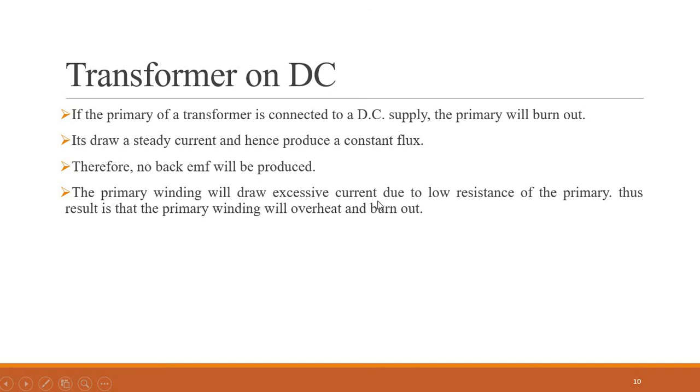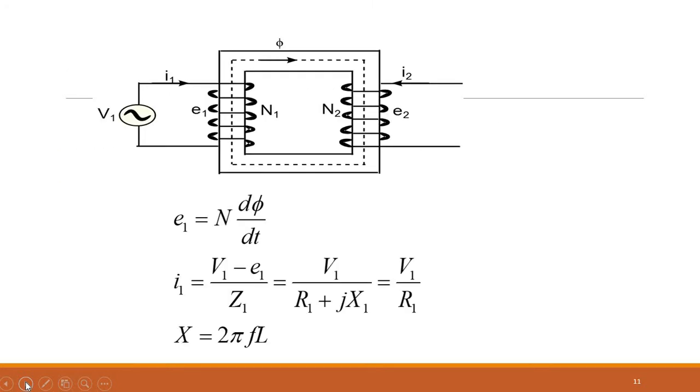The primary winding will draw excessive current due to the low resistance of the primary, thus resulting in the primary winding overheating and burning out. So this is the effect when the transformer is supplied with a DC current or DC voltage. So we should not connect the transformer to a DC supply.